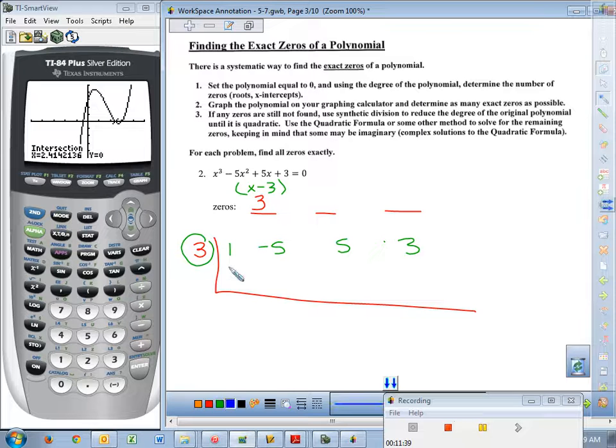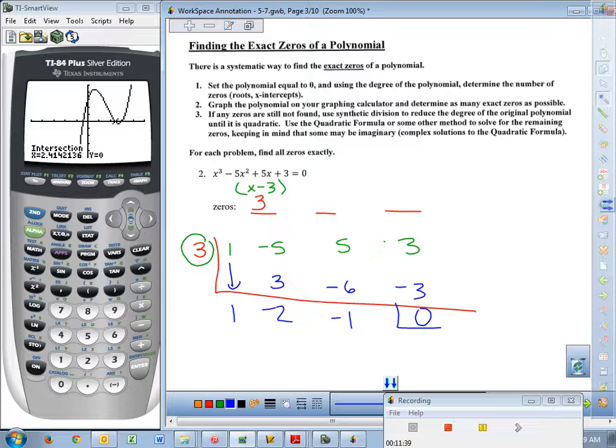Tell me that step again. What happens here? First guy comes down, and then you put a 1 there. Multiply. That gets to be a 3. That's a -2 when you add them up. Multiply again. You get a -6. Add them up. You get a -1. And now I know for sure that everything is all good in the neighborhood, because what was my remainder? 0.